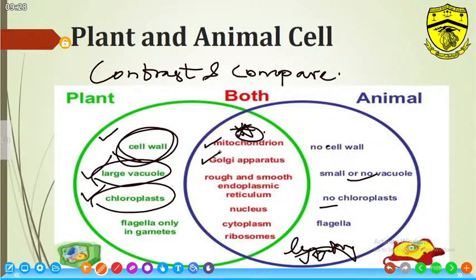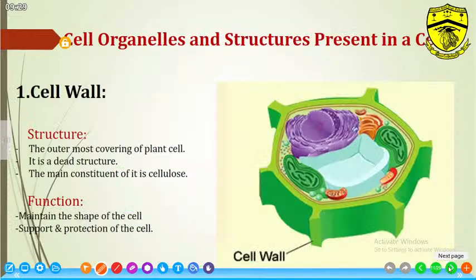But the common parts: mitochondria, Golgi apparatus, endoplasmic reticulum, like rough endoplasmic reticulum or smooth endoplasmic reticulum. In here, the nucleus is also present, the cytoplasm is also present, the ribosomes are also present. So you know that these are the common organelles present in both plant and animal cells. Now, these are the cell organelles and structures present in a cell. We discussed the cell organelles.